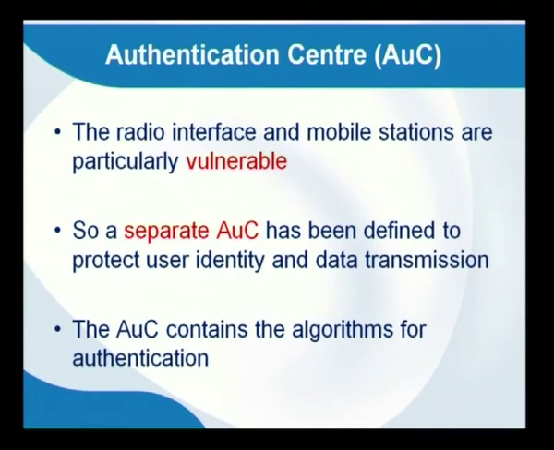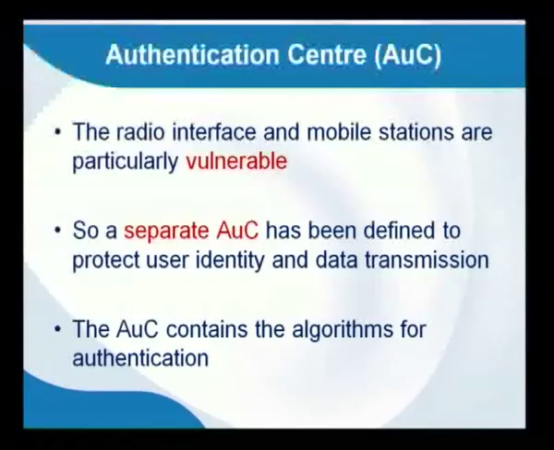The radio interface and mobile stations are particularly exposed to many kinds of problems, because we cannot put a boundary on the wireless signals. The wireless signals can penetrate to any place, or they can be easily hacked. So, how to handle these kinds of problems? The AUC takes care of all these problems. GSM service providers run a separate AUC. It is defined to protect the user identity and the data transmission, so it ensures secured data transmission.